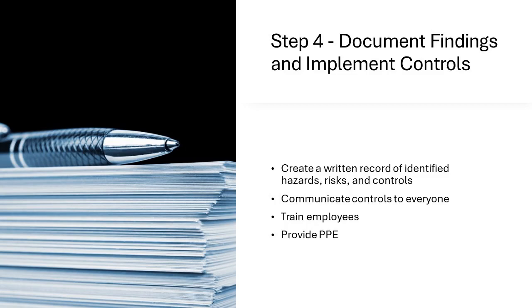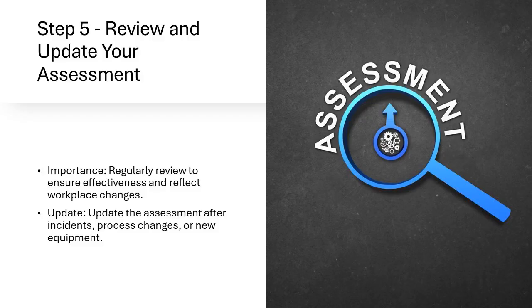This involves creating a written record of identified hazards, risks, and controls. It also involves communicating the controls to everyone, training employees, and providing PPE. The final step is regularly reviewing and updating your risk assessment. This ensures it remains relevant and reflects the dynamic nature of your workplace and evolving risks. Updating the assessment after incidents, process changes, or new equipment is important.